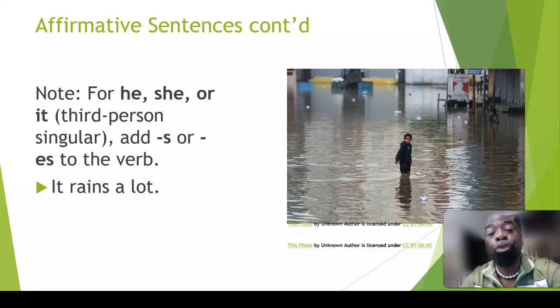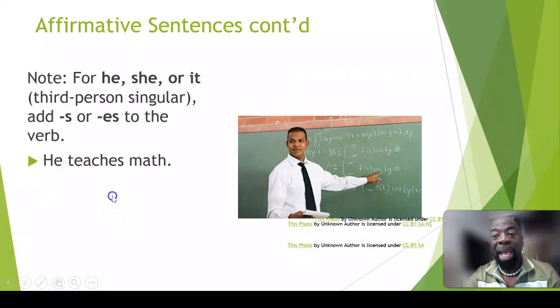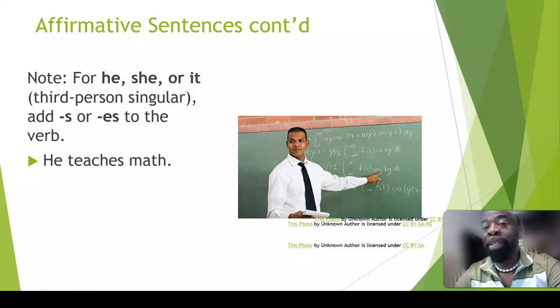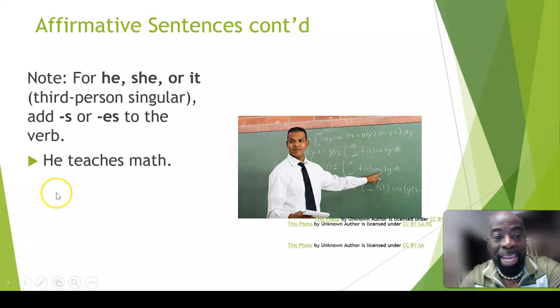Next example: it rains a lot. It, singular third person, it rains a lot. Another example, the affirmative sentence: he teaches math. He, singular, teaches, es, math.